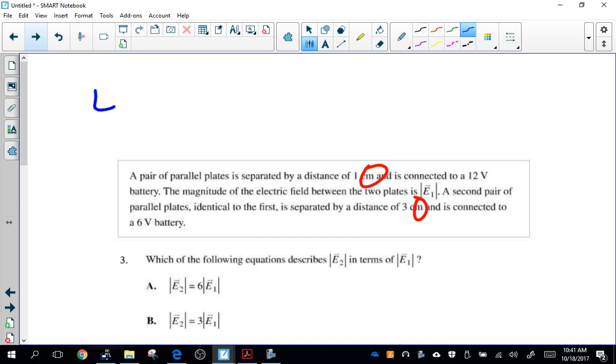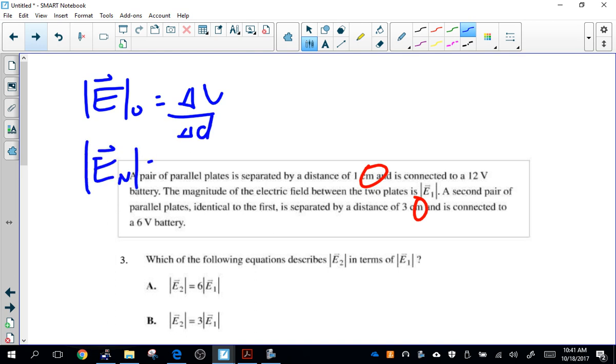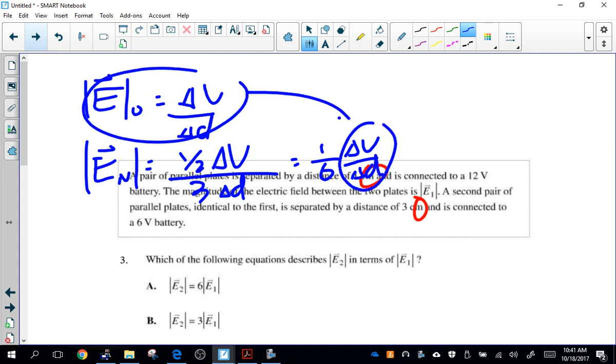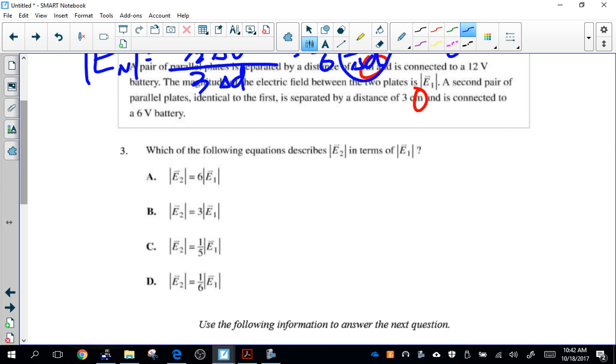I think I want to say my original field is delta V over delta D. My new field is what? Delta V is half of what it was. It's 6 instead of 12. And the distance is 3 instead of 1. So we're going to say a half divided by 3 is 1/6 delta V over delta D. And delta V over delta D is my original. So we're going to say it's 1/6 of my original field, which means the answer is D.